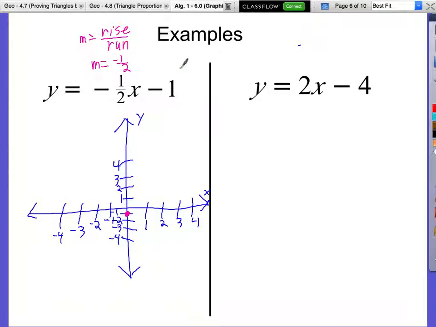So if we go up 1, do we go left 2 or do we go right 2? Left 2. Very good. We would go left 2 because if we go positive up, we have to go negative to the left to make sure that our fraction stays negative. So if we go 1 down, which way would we go? Right. Very good. We have 3 points. We can connect our line and be pretty confident in where it goes.